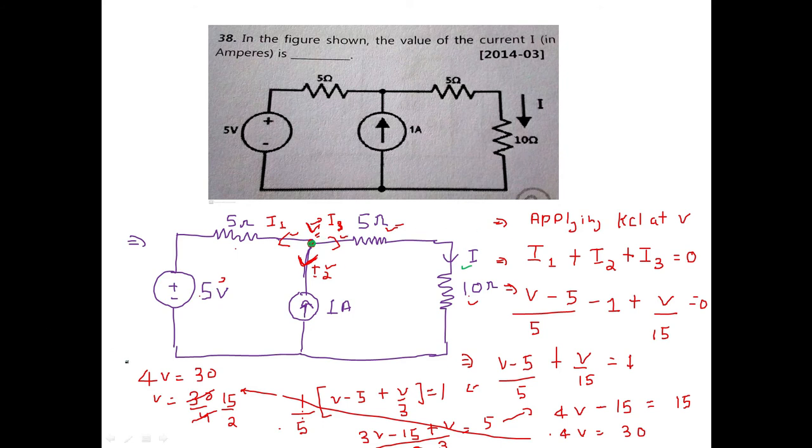So we have to find the current I3, that is I3 we have to find, because I3 is equal to I, because the same amount of current is going across this branch. So I3 is given by, in this problem, that is V by 15 over here. So I3 is equal to V by 15, and what have we calculated? V, that is 15 by 2 upon 15.